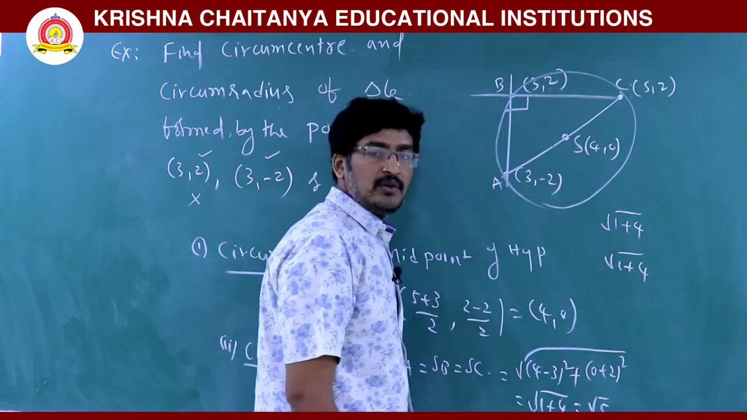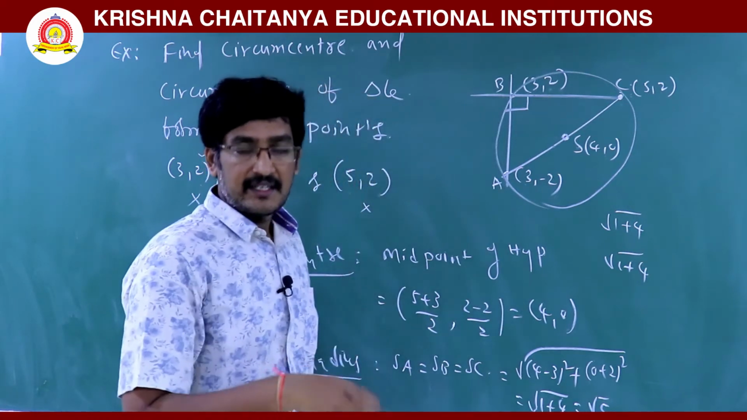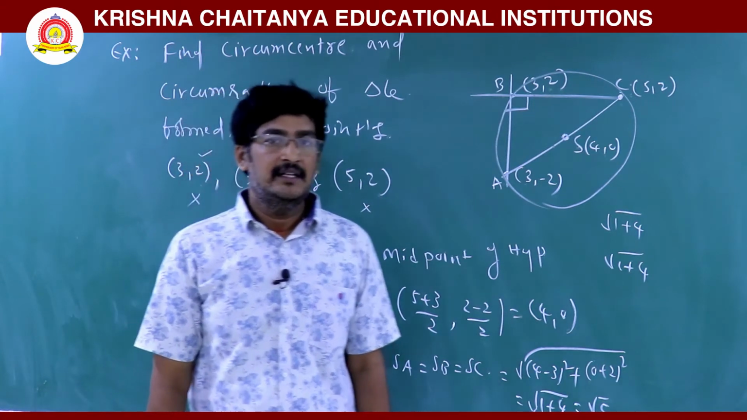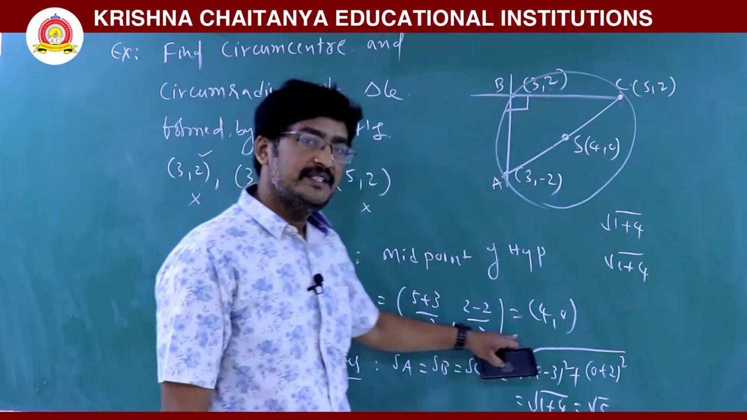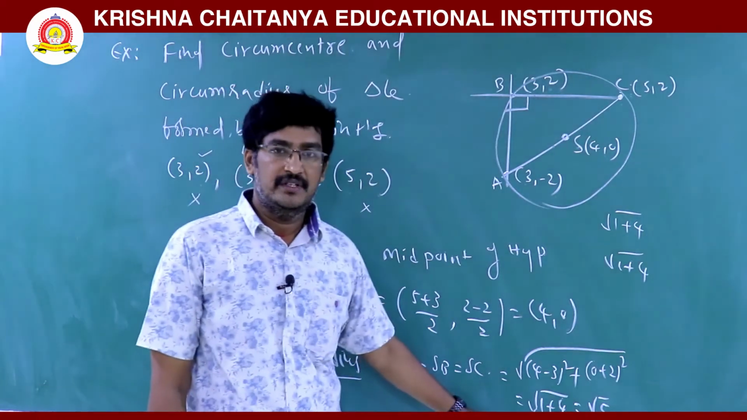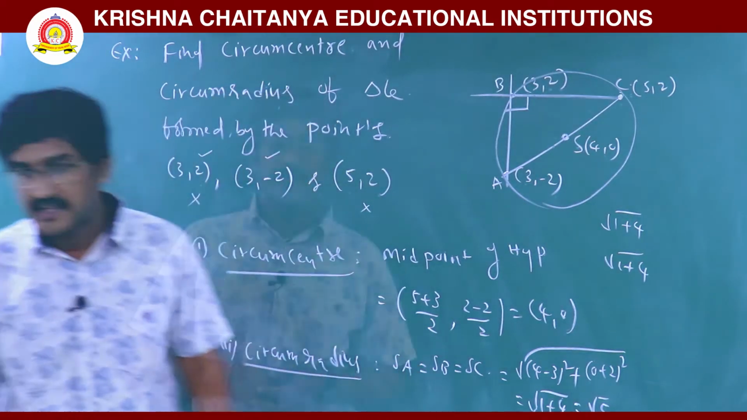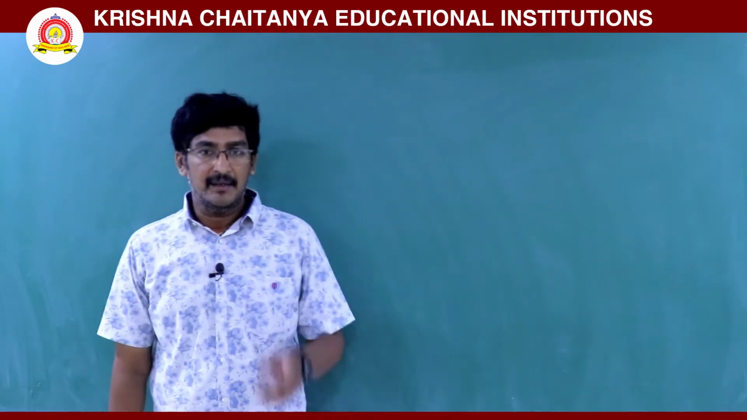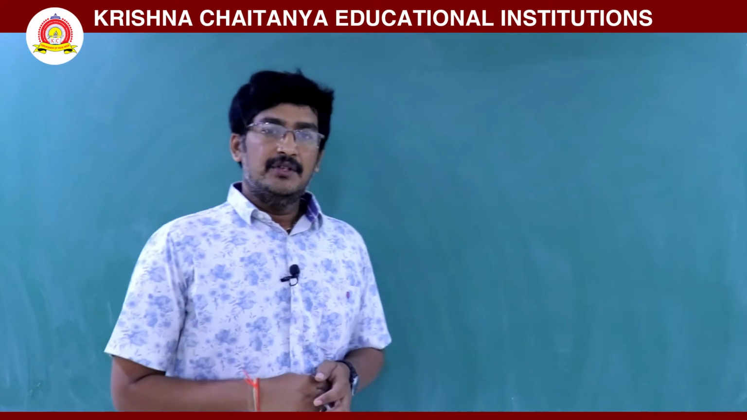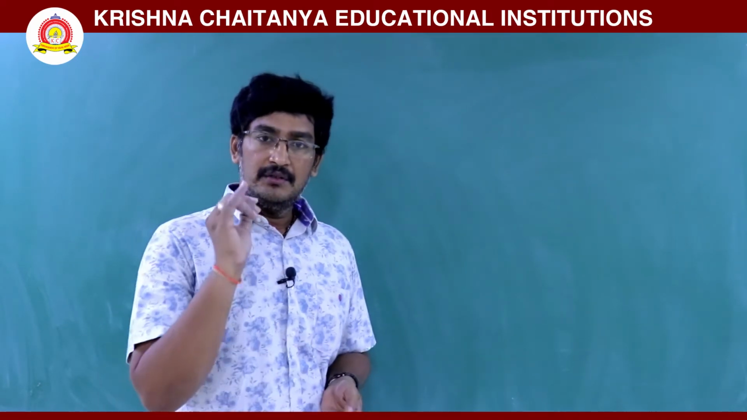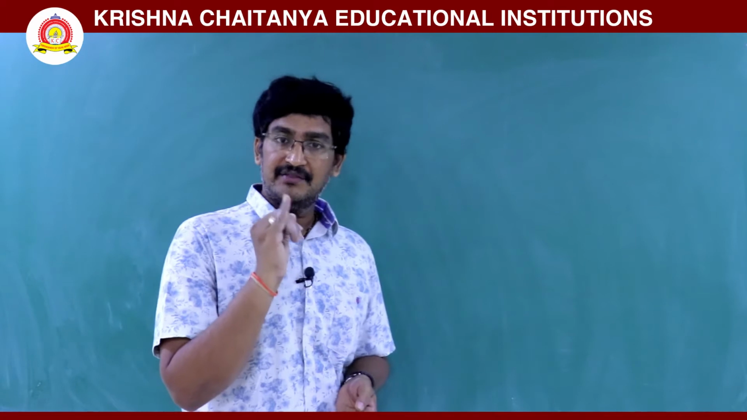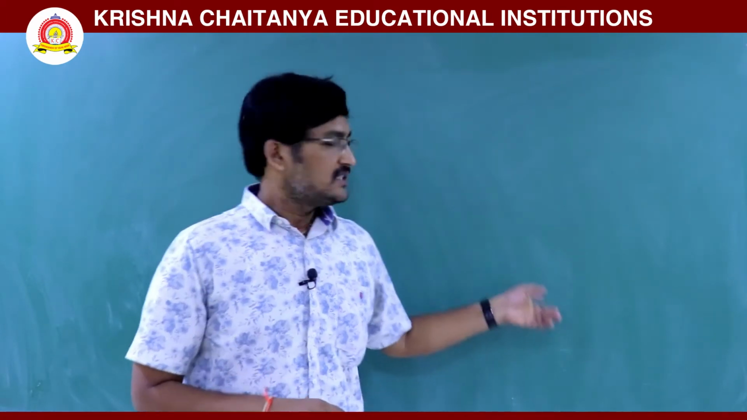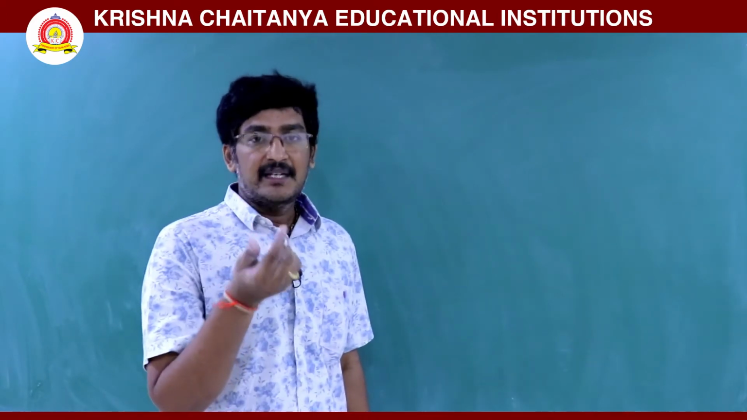So SA equals SB equals SC, that is the radius of the circumcircle, which is called the circumradius of the triangle. So what is the circumcenter here? 40. What is the circumradius here? Root 5. Okay. This is something about the circumcircle of the triangle ABC, the circumcenter of the triangle ABC. I already explained what is the centroid of the triangle, and what is the orthocenter of the triangle. Just finishing, what is the circumcenter of a triangle.